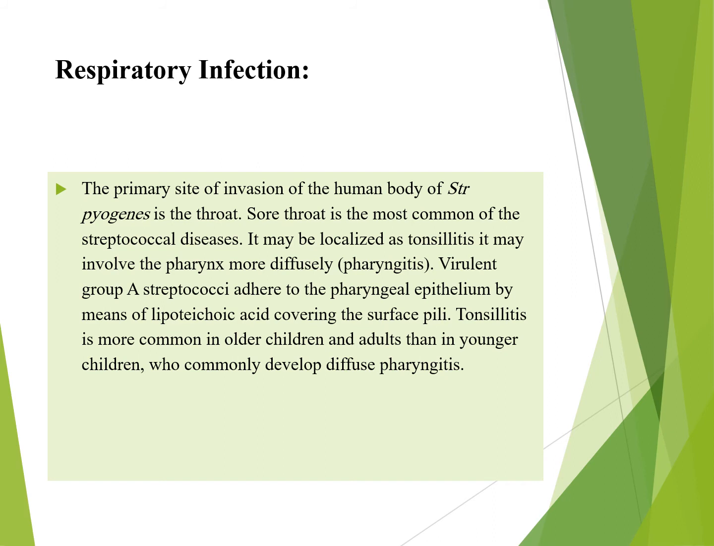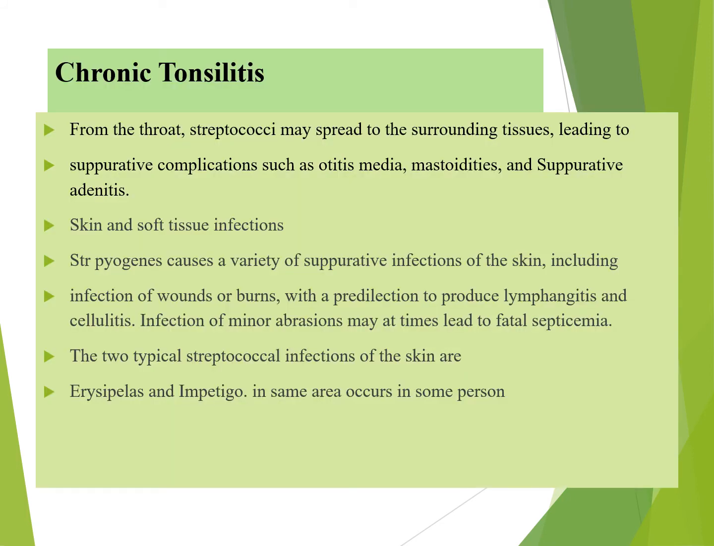covering the surface villi of the epithelial tissue. Tonsillitis is more common in older children and adults than in younger children, who commonly develop diffuse pharyngitis. Chronic tonsillitis from the throat streptococci may spread to the surrounding tissue, leading to suppurative complications such as otitis media, mastoiditis, and suppurative adenitis.